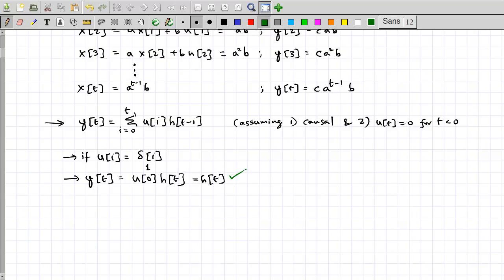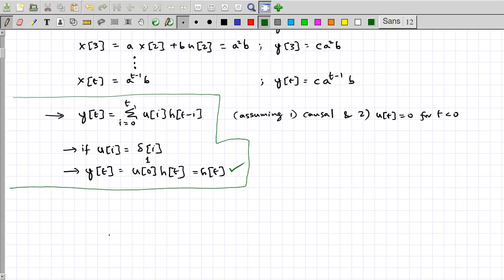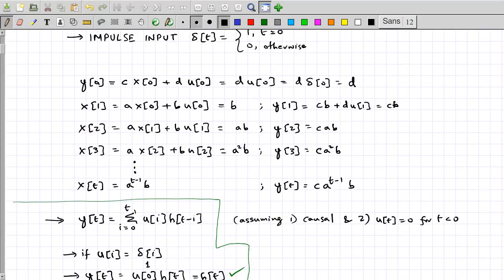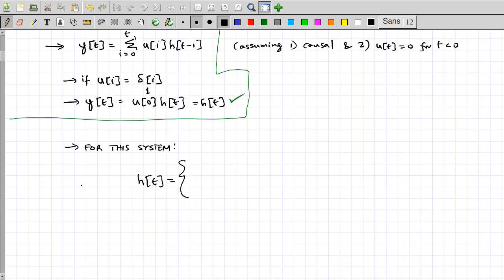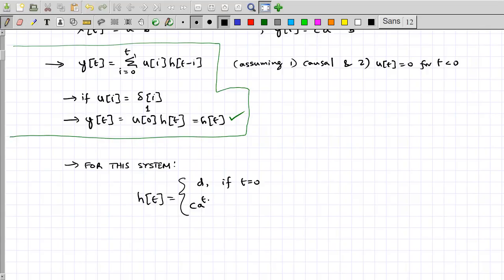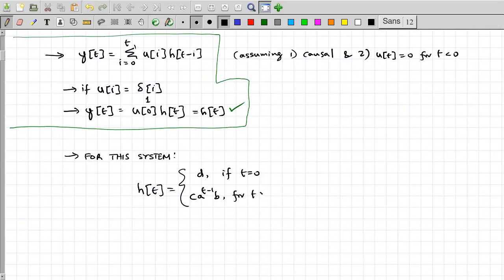It's just a thing on the side, not directly related to this problem, but useful enough to have established. Now what we are going to do is simply write out our expression for y of t as h of t. So we have for this system, remember when t was equal to 0, it was d, and otherwise, so this is our impulse response for this system.